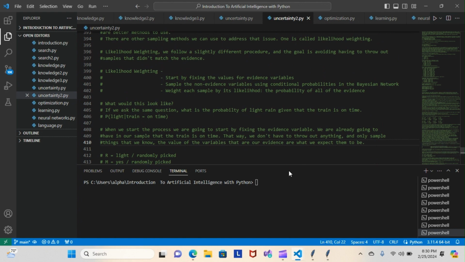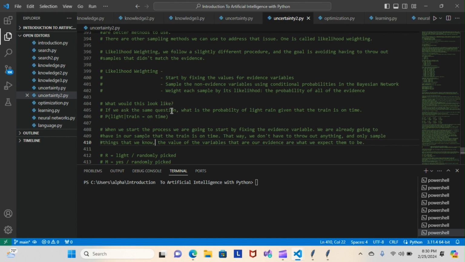Let me go to this. All right, so with likelihood weighting, we follow a slightly different procedure, and the goal is avoiding having to throw out samples that didn't match the evidence. So these are the steps to likelihood weighting. We start by fixing the values for evidence variables, sample the non-evidence variables using conditional probabilities in the Bayesian network, and weight each sample by its likelihood, the probability of all the evidence.